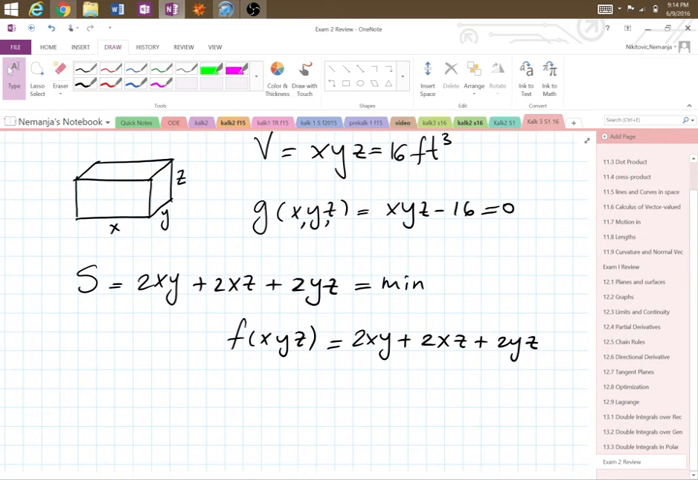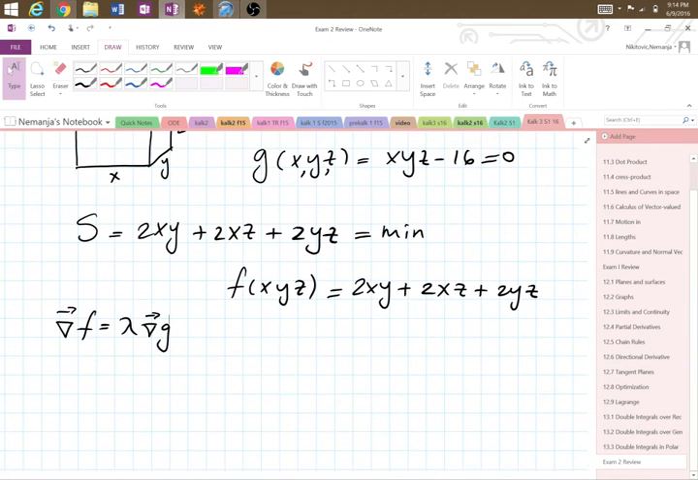So now you have your volume equation, your area equation. You created the constraint equation G and the objective equation F. And now you unleash Lagrange. We have del F is equal to lambda del G. So what do we have?